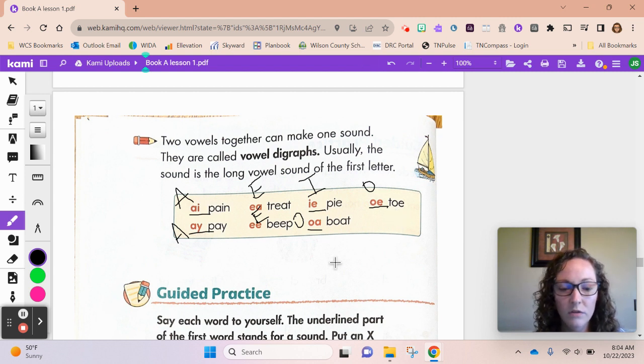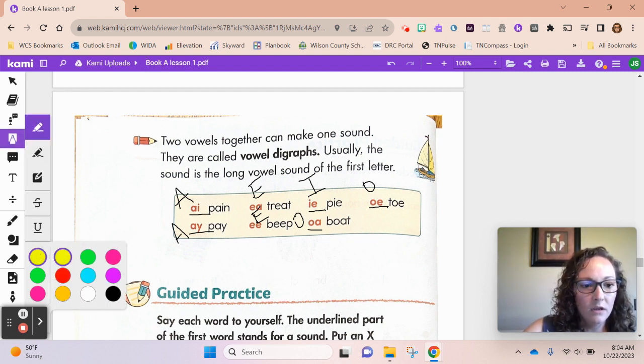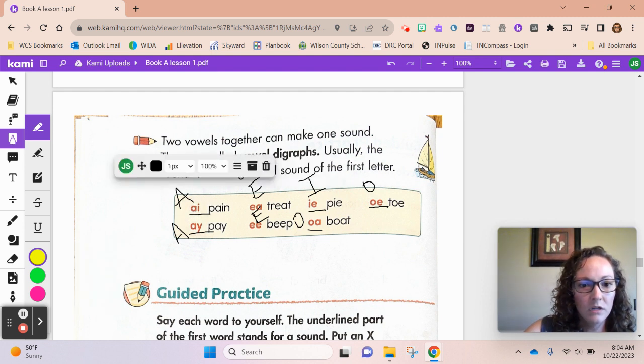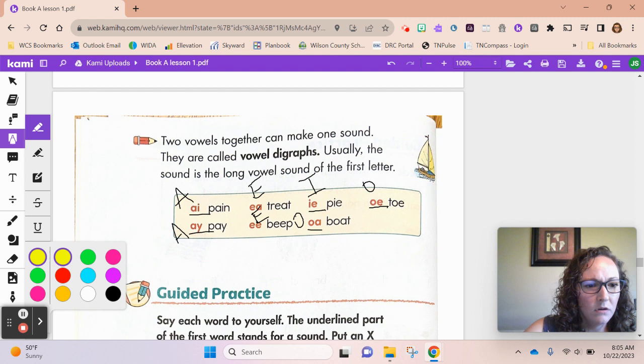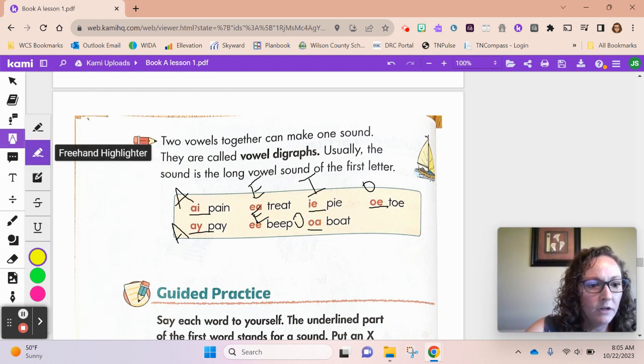So notice all of them. The very first, let's see if I can, here we go. The very first, it's not letting me do it. Hold on. Oh, wait, highlighter, freehand highlighter. That's what I was looking for.